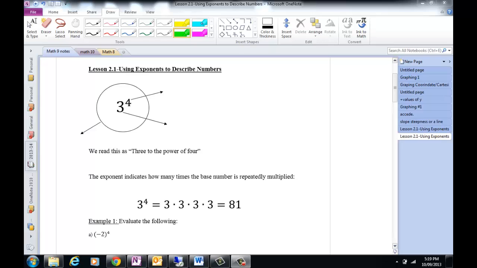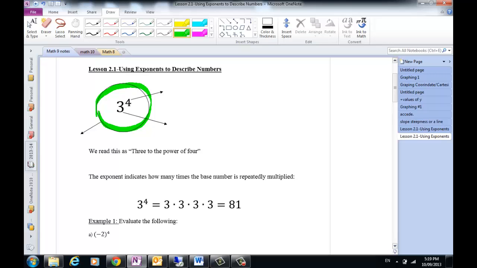So today we're actually going to start a new unit and we're going to look at exponents. And in the lesson, we're going to look at a little bit of vocabulary and do a few examples. So to start off though, we need to be able to read what is in our bubble here, our circle. And we read this as 3 to the power of 4.